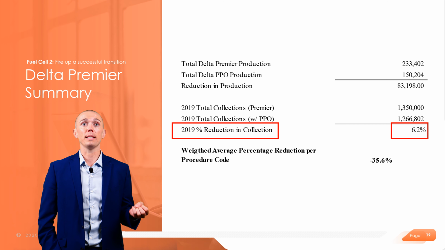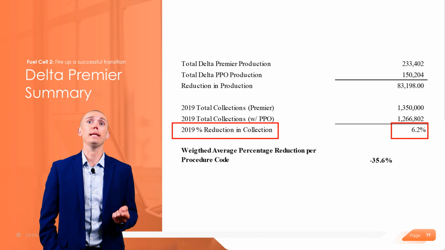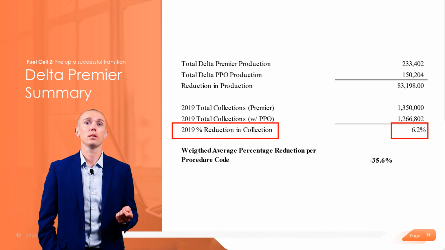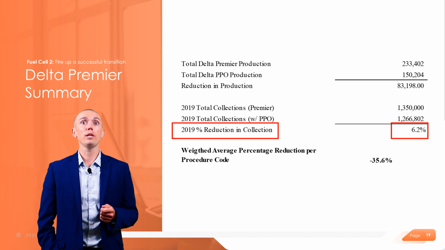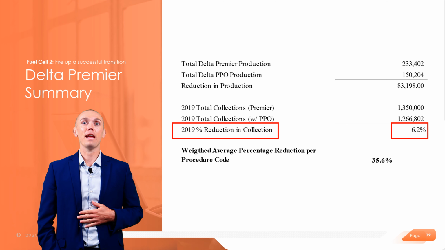In this example in particular, the buyer has $83,198 less in collections, and therefore $83,000 less in net profits. And we know that collections feeds the ego, but net profits feed the family. And it also funds your retirement and your future self.